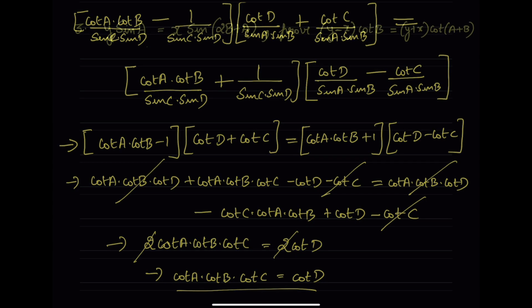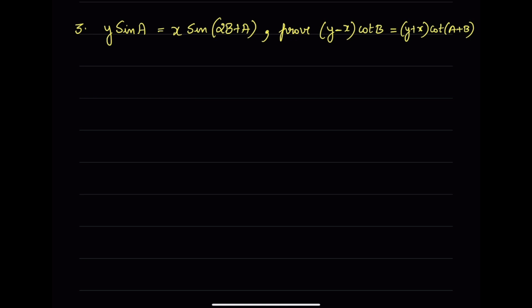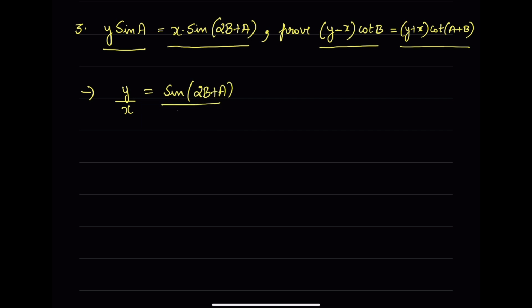Now let's try the third one. In the third question, the information given to us is y times sin A is equal to x times sine of 2b plus a. Using this, we have to prove that y minus x times cot b is equal to y plus x times cot of a plus b. So let's rewrite this given data. So we can write this as y by x is equal to sine of 2b plus a divided by sin a.